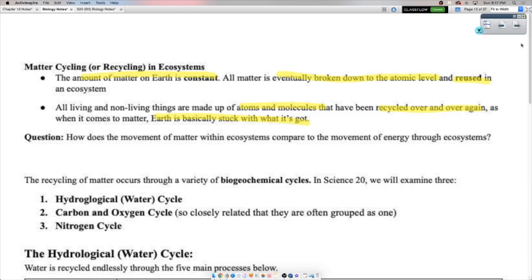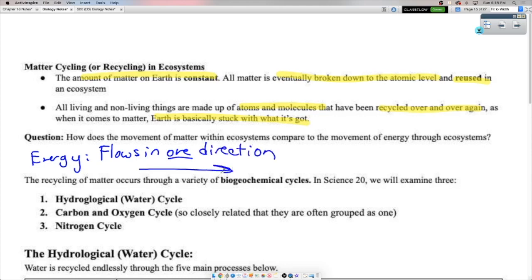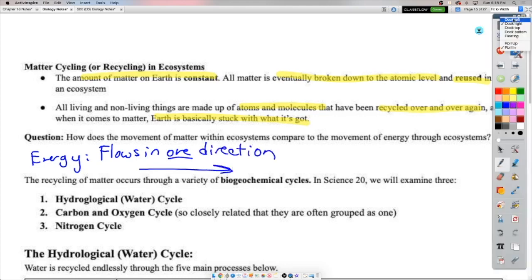So how does the movement of matter within ecosystems compare to the movement of energy through ecosystems? We just finished talking about how energy moves through ecosystems. Was energy recycled? Once the energy moved through the food chain, did it go back to the beginning? No, it was lost. It was gone forever. If the sun is not there constantly providing more energy, we're out of luck. All food chains collapse. We need the sun constantly there providing more. So energy flows in one direction, one arrow, but matter gets reused over and over and over again.